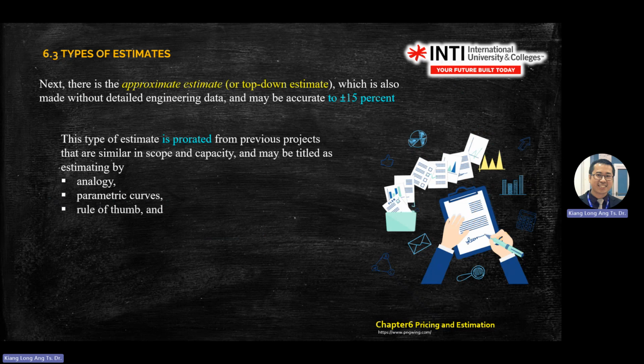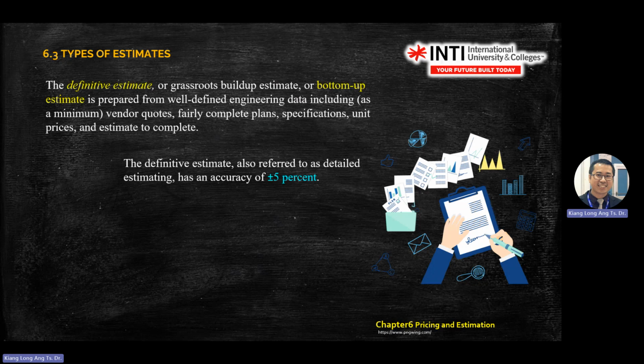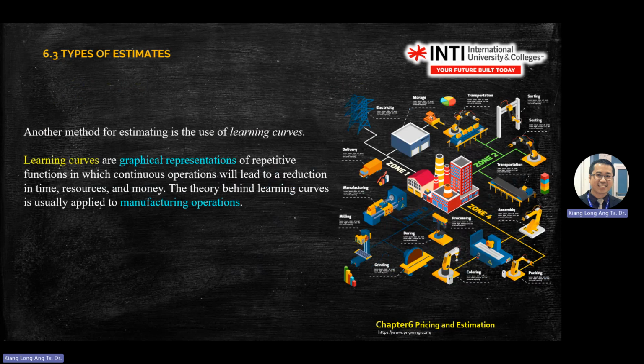Another one is called approximate estimate. This one is from top-down estimate. The accuracy will be within plus minus 15%. So these are the things related to approximate estimate. This one also we read. Okay. So these are the.